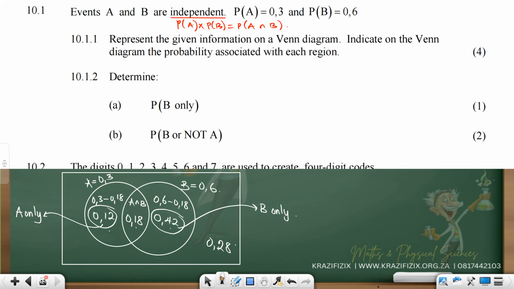So please try to also write what I wrote down. A only, note the regions. A only, B only. What is this 0.28? It is not A or not B. What would that be? Probability of A or B, because it's 1 minus. Oh, 10.1.2 is already done. What is B only? 0.42, 1 mark. What about B, not A?